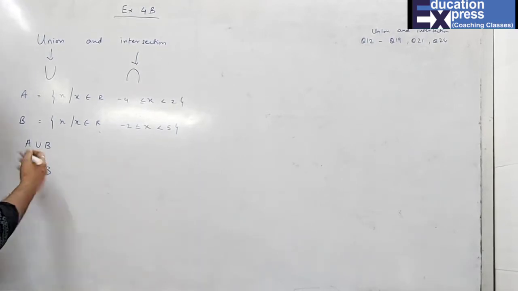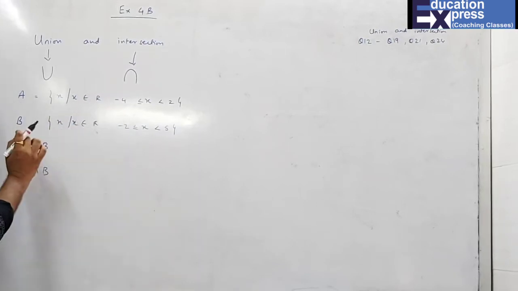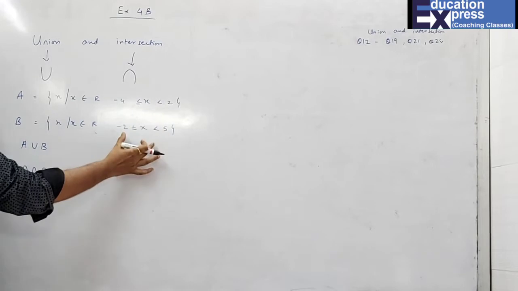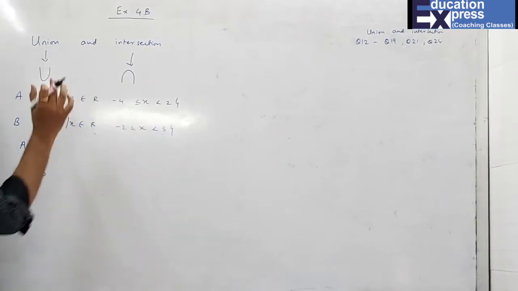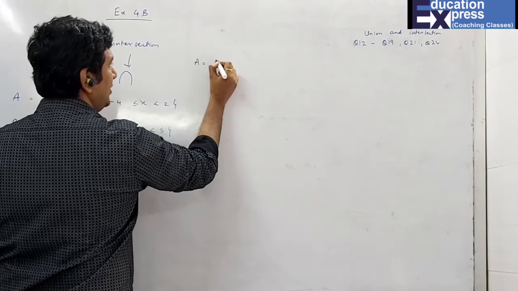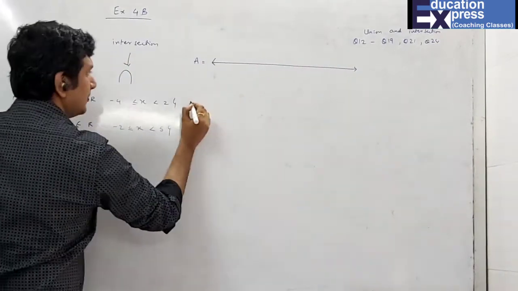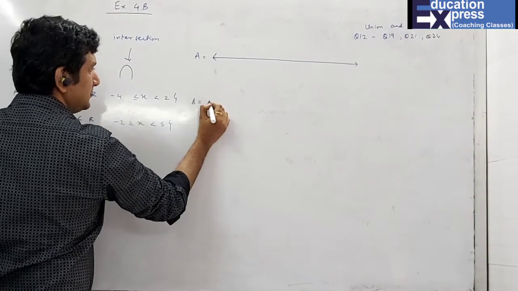So it's a very simple concept. The only thing, first of all, we will just find a number line for each. So they have already solved this for us. We just have to represent this on the number line. So for A, the number line will be, and for B also.